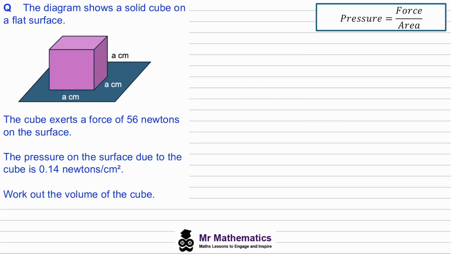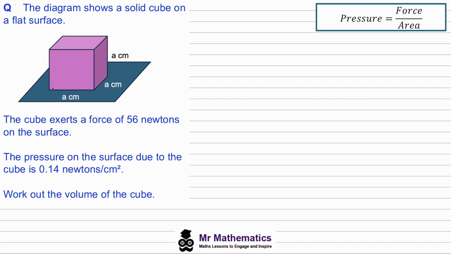Okay, so finally, we're told that the diagram shows a solid cube on a flat surface, and the cube exerts a force of 56 newtons on the surface. The pressure on the surface due to the cube is 0.14 newtons per centimeter squared. We've been asked to work out the volume of the cube. So this is our final question. If you want to try this yourself, you can pause the video and then come back when you're ready.